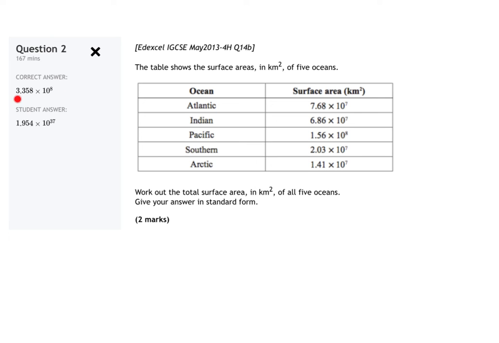We've got it here written as 3.358 times 10 to the power of 8. Your answers must be in standard form. Now what the student has done, it would appear, is they've added these numbers together, but also added the powers together within the standard form, and that's clearly not true. If you're adding numbers written in standard form, you do not add the powers themselves. So you just put the numbers into your calculator and then pull out the correct answer.